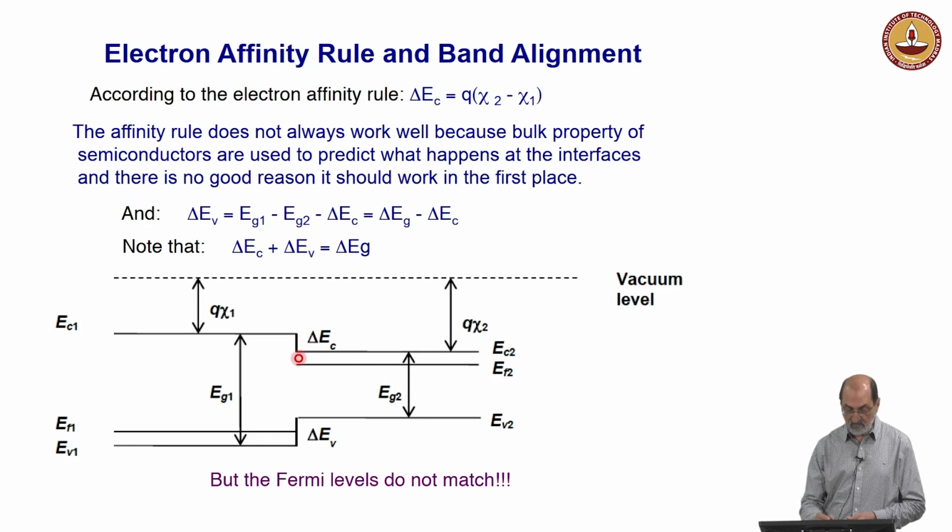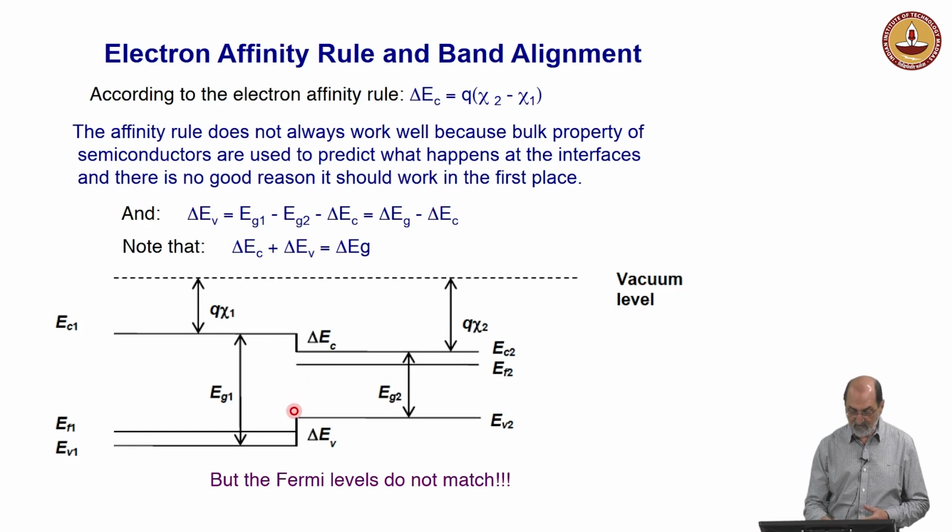So if this is the discontinuity in the conduction band, look at this: this is the gap here, and this is the gap here. So the difference between the gaps is going to be the total difference, this plus this. The discontinuity in the valence band has to be the difference in gaps minus the discontinuity in the conduction band. Once you have this, you have the problem solved. Now the problem is that the Fermi levels do not match. So what is going to happen here? Well, we're going to have band bending.